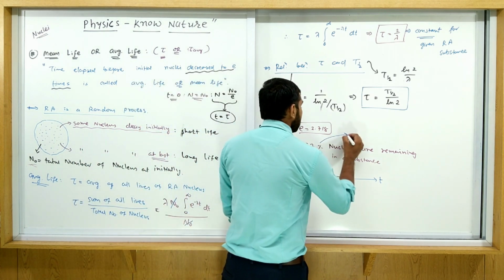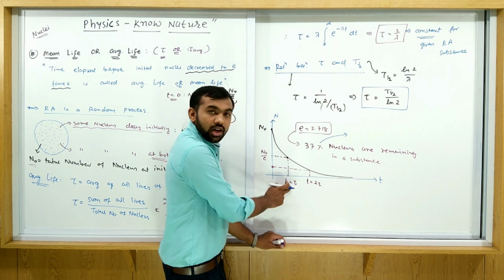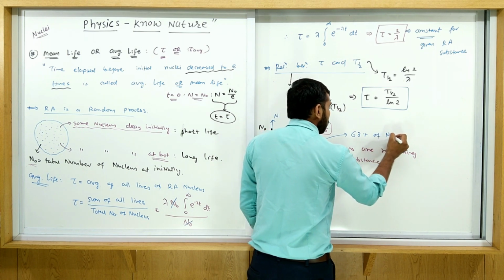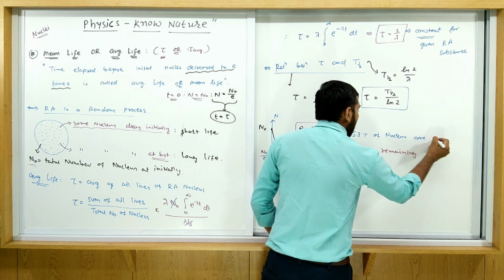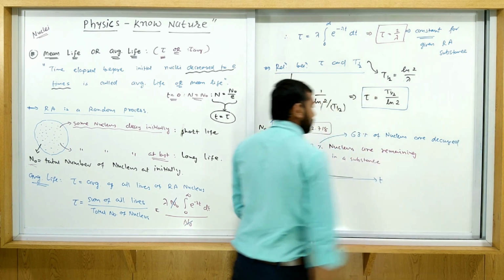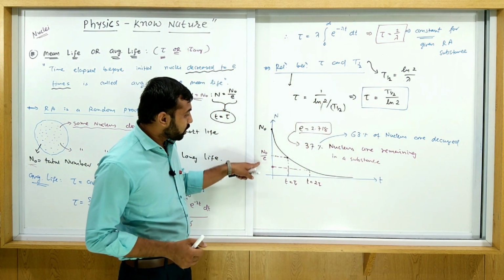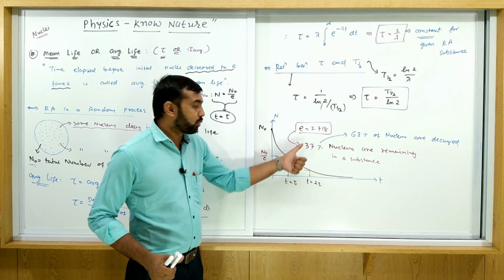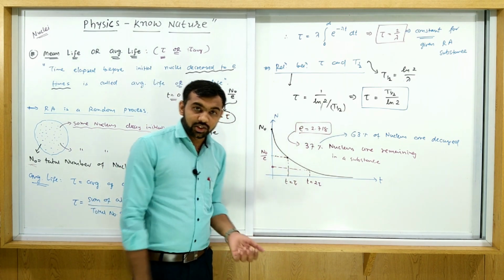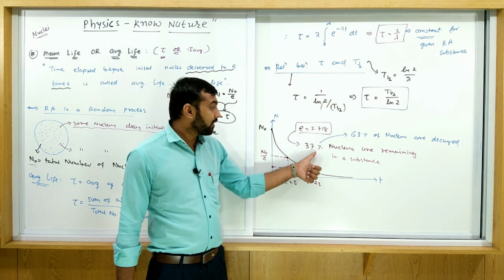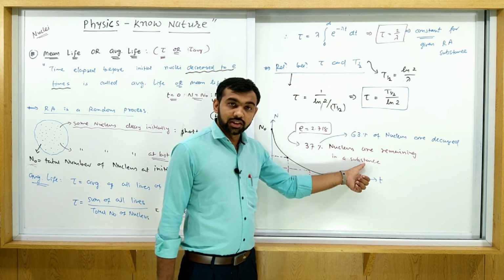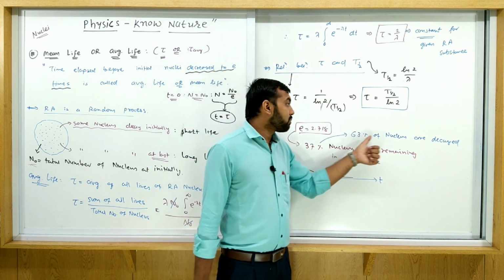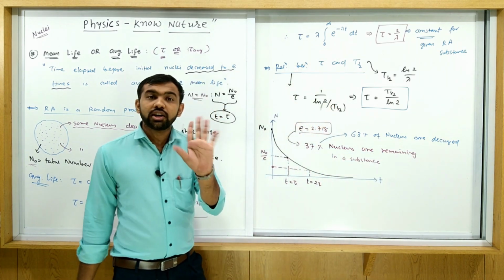So in one average life, 63% of nuclei are decayed. How do you get this? You just take n0 upon E. So 1 upon E, E means 2.718. So 1 upon 2.718, you get the answer 0.37, and you convert it into percentage. So 37% of nuclei are remaining in a radioactive substance. So if 37% remain, what is decayed? 63% of nuclei are decayed in one average life.